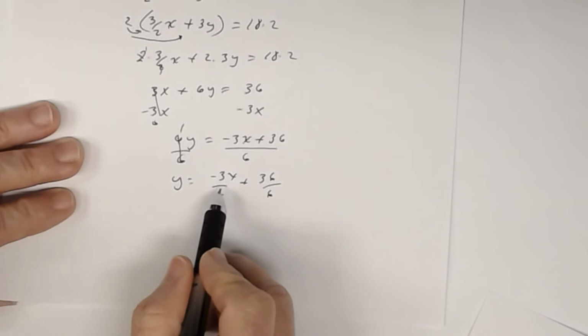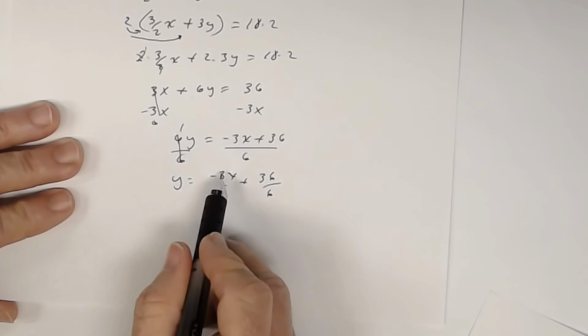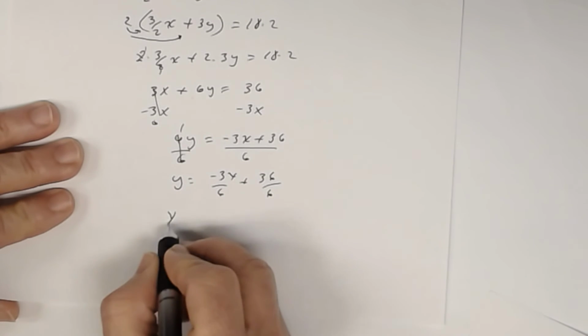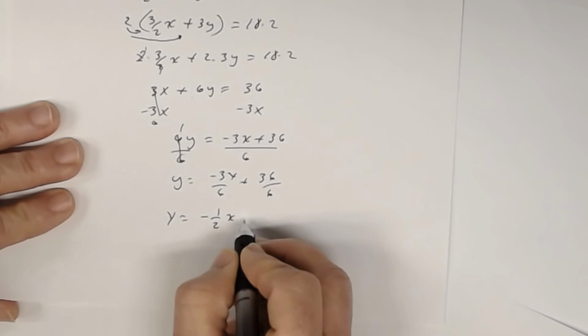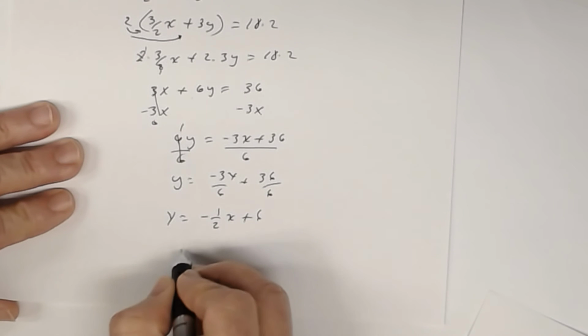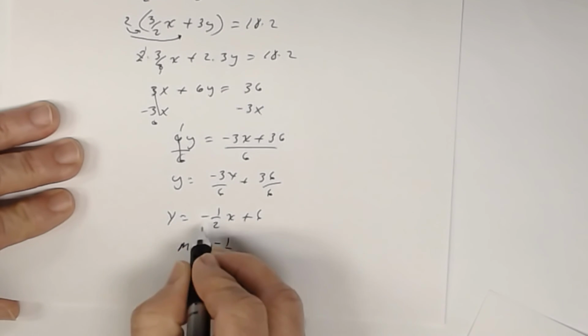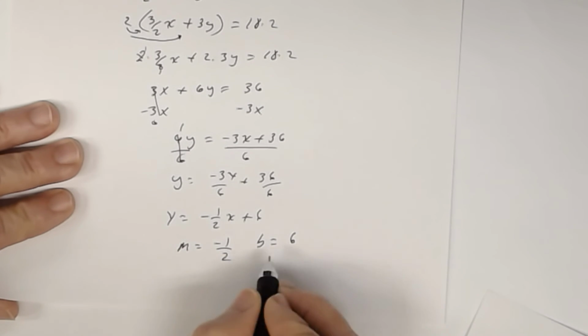And then simplify, guys. You got to make sure you simplify this to make things so much easier for yourself. Negative 3/6 is negative 1/2, right? So this becomes y equals negative 1/2 x. 36 over 6 is just 6. And so therefore the slope is negative 1/2, the coefficient of x, and the y-intercept is 6. Now we can graph it.